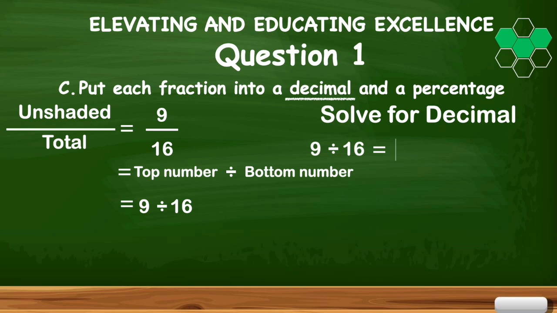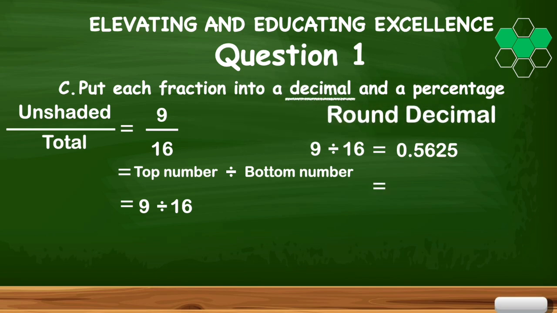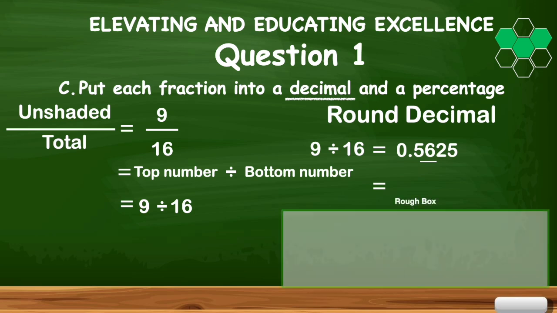And that equals 0.5625. Now we're going to round the decimal to 2 decimal places. So we're going to underline the 6. Let's draw a rough box, and in the rough box we're going to write 0.52. Let's label it. So we're going to underline the 6.